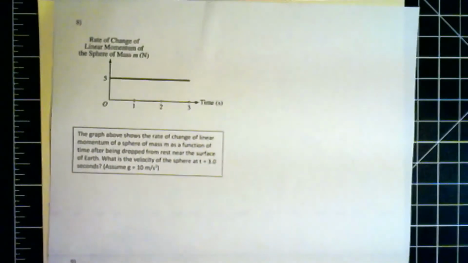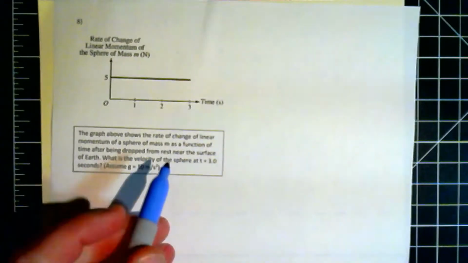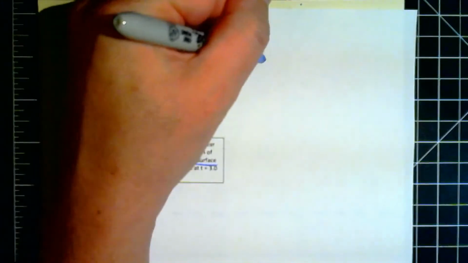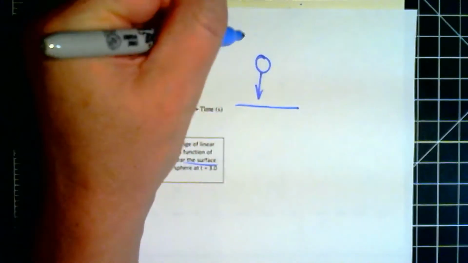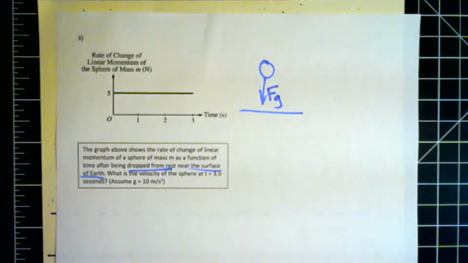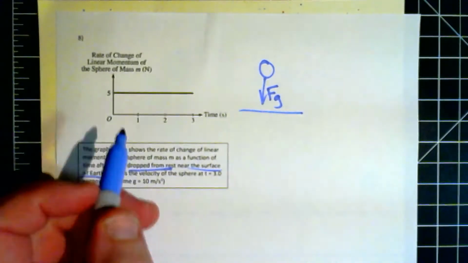All right, question number 8. We've got a rate of change of linear momentum of the sphere versus time. It says the graph above shows the rate of change of linear momentum of a sphere of mass m as a function of time after being dropped from rest near the surface of the Earth. Okay, so that's a really key thing. It's dropped from rest near the surface of the Earth. So if it's dropped from rest, what force is acting on it? Well, that's the pull of gravity. There is a constant pull of gravity pulling this thing down. And so that's why this line would be constant.